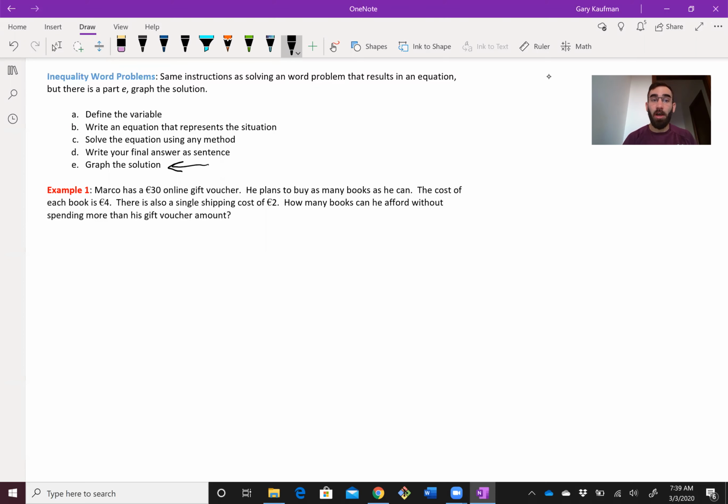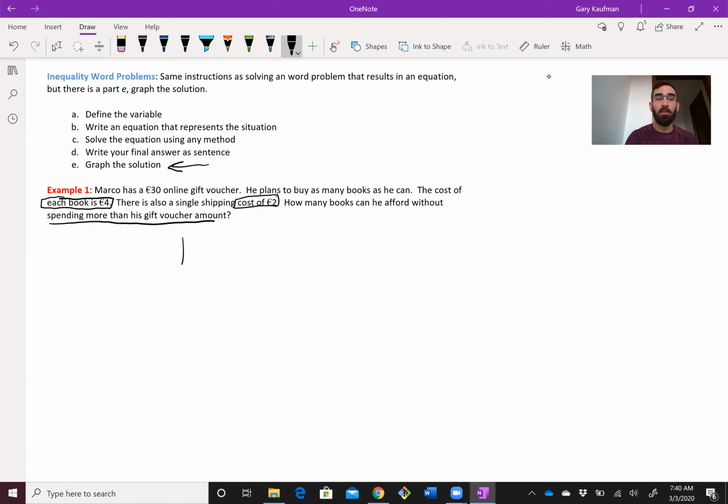Marco has a 30 euro online gift voucher. He plans to buy as many books as he can. It costs 4 euros each. I hope you're thinking multiplication. There's also a single shipping cost of 2 euros. How many books can he afford without spending more than his gift card? That's the important part. It's no longer saying to spend the gift card. It's saying I won't spend more. That means I have to be under or equal to 30.